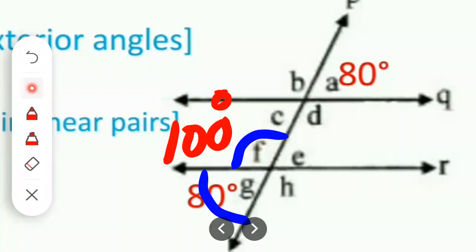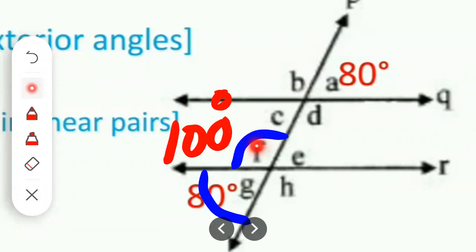Again, one more property. If A is 80, E will also be 80 because of corresponding angles. Then F will be 100. Why? Because of the linear pair of angles, and a linear pair of angles together measure 180. So if A is 80, by the corresponding angle property, E will be 80, and then F will be 100. By all those ways, you can find the value of F.